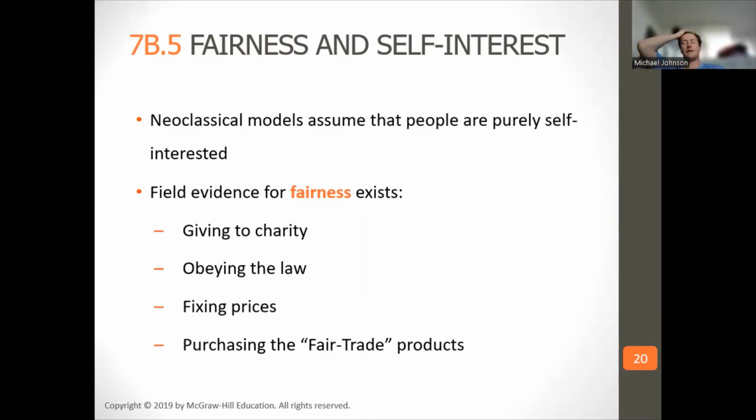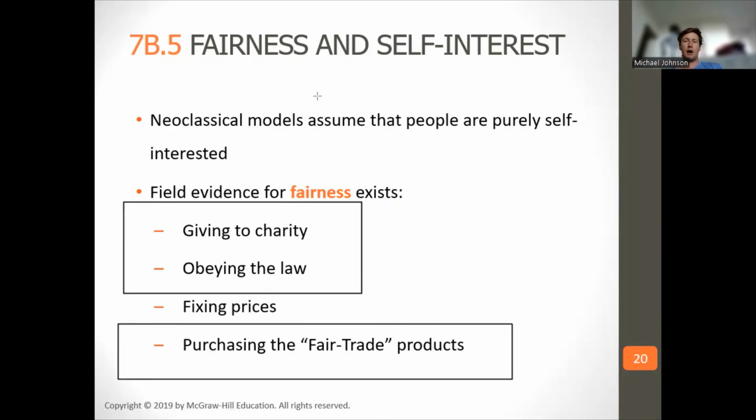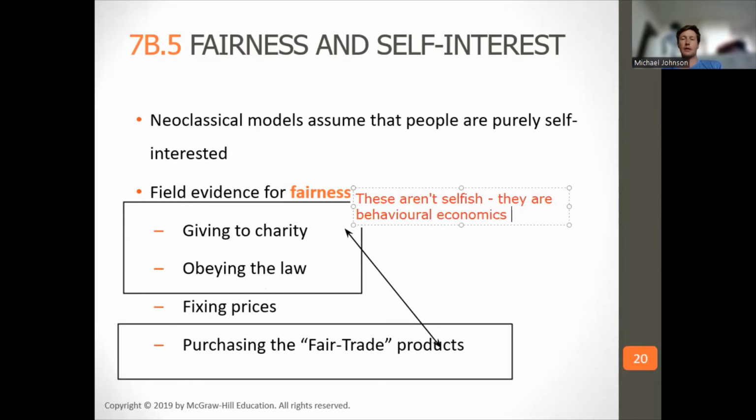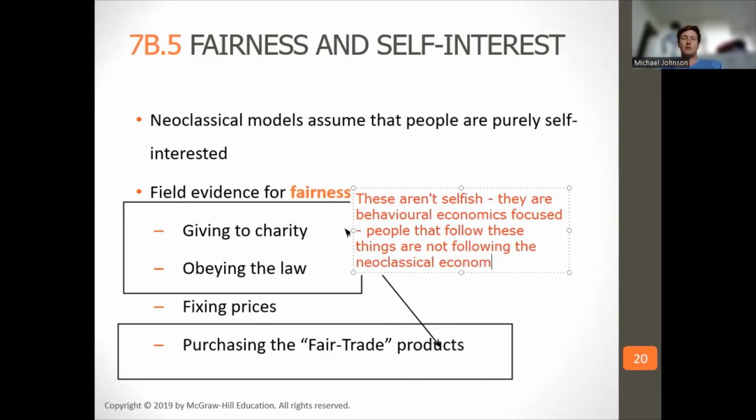So neoclassical models assume that people are purely self-interested, and that's not always true because people give to charity, people obey the law, people buy fair trade products. Doing all of these things, giving to charity, obeying the law, purchasing fair trade products, these aren't selfish things. They are behavioral economics focused. People that follow these things are not following the neoclassical economics view because they are doing selfless things.